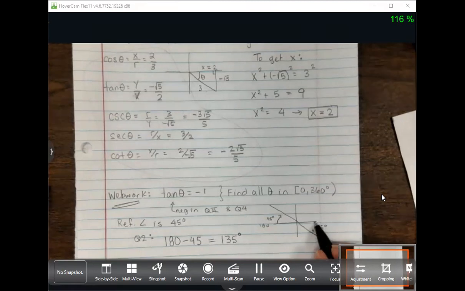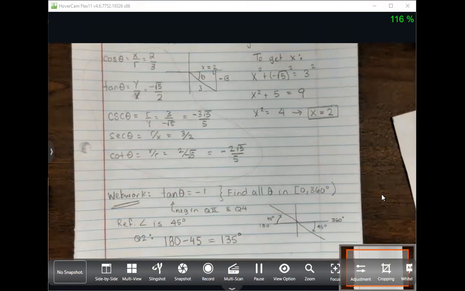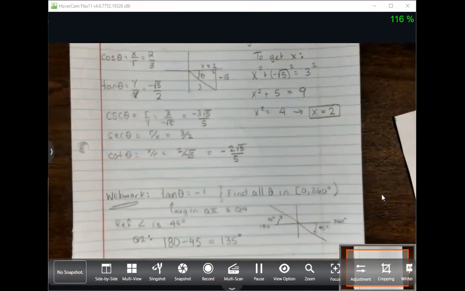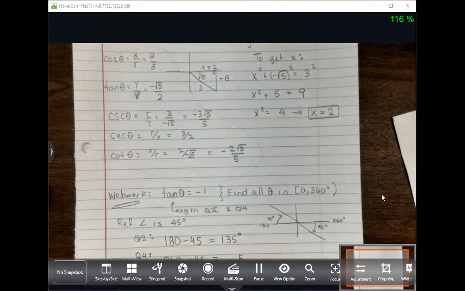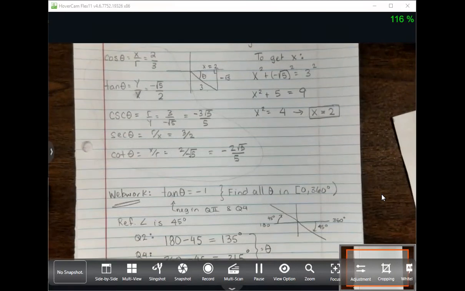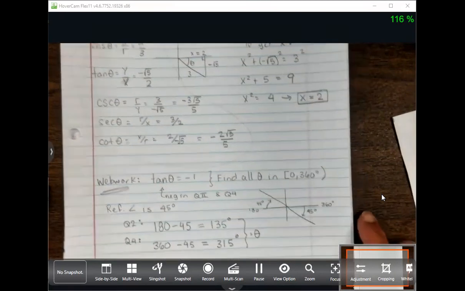Now we're going to go over here to 360 degrees. We want a reference angle. We want our angle to be a positive number. So I'm going to back up from 360 degrees. That means to get the quadrant 4 angle, I take 360 degrees minus 45 degrees. So I'm thinking that's 315 degrees. That make sense?